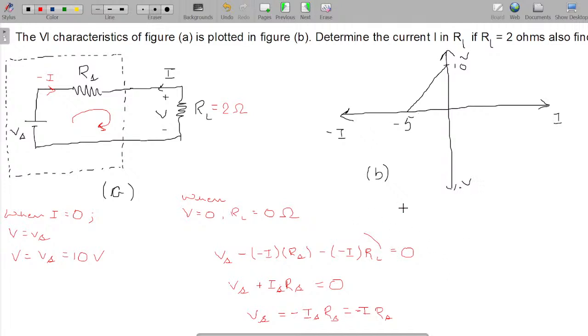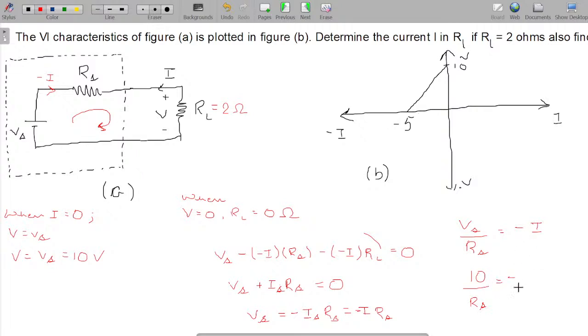So, from here we can get Vs upon Rs is equal to minus I, right? Now tell me, from this, we have already calculated the value of Vs to be 10 volts. So can I replace Vs with 10? Rs is still to be calculated, so Rs let it be there.